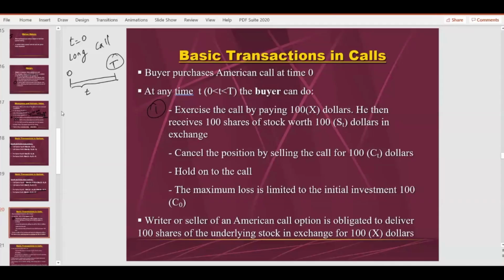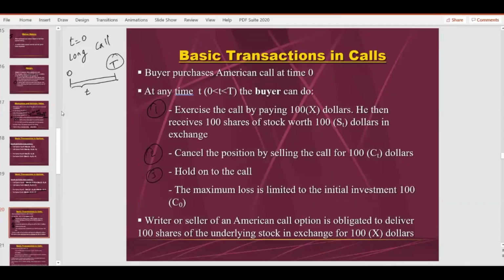The second case is that the investor cancels the position by selling the call for 100 times CT dollars. So in this case, you sell the call option, and you close your position. The third thing that you can do is keep holding the call till you reach the expiry. So you can either exercise the option, sell the option, or keep holding the option till expiry.